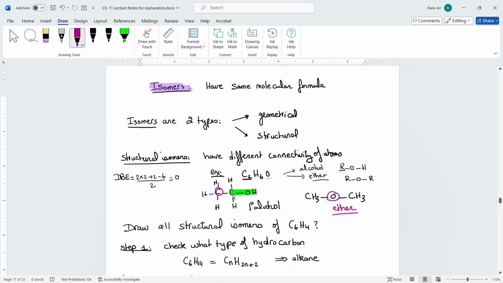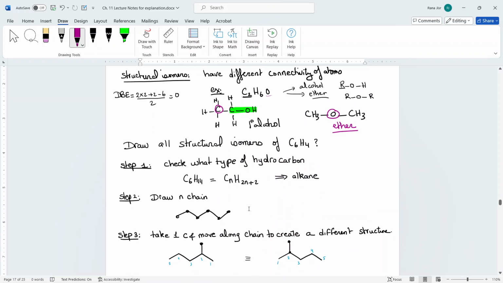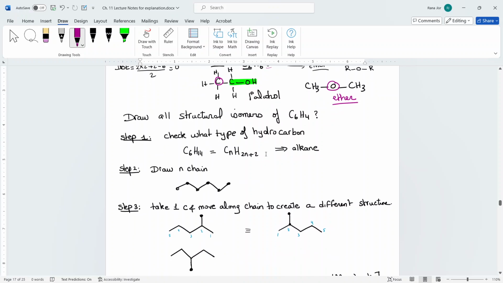So they do have different connectivity of atoms, but the same number of carbons, the same number of hydrogens, the same number of oxygens. We call those structural isomers. As we introduce more functional groups in every chapter on the properties of functional groups, we're going to have examples of structural isomers for aldehydes, for ketones, for amines, and so forth. But now, since we are explaining alkanes, we're going to limit our structural isomer examples to alkanes. So this is how you draw the structural isomers of C6H14.